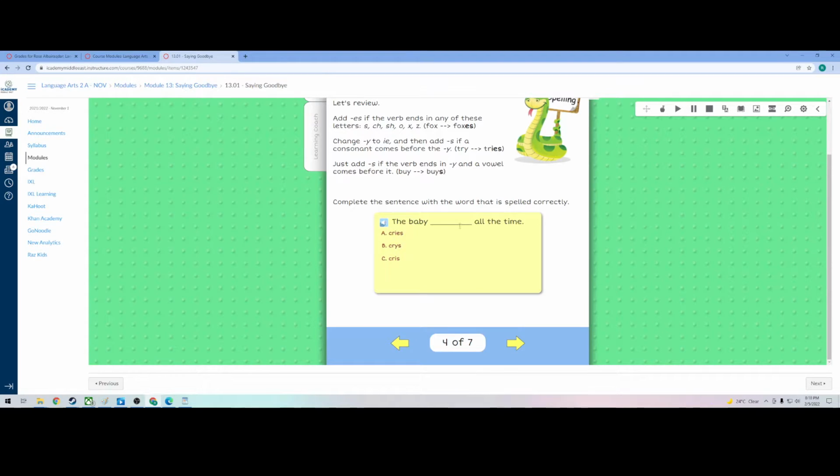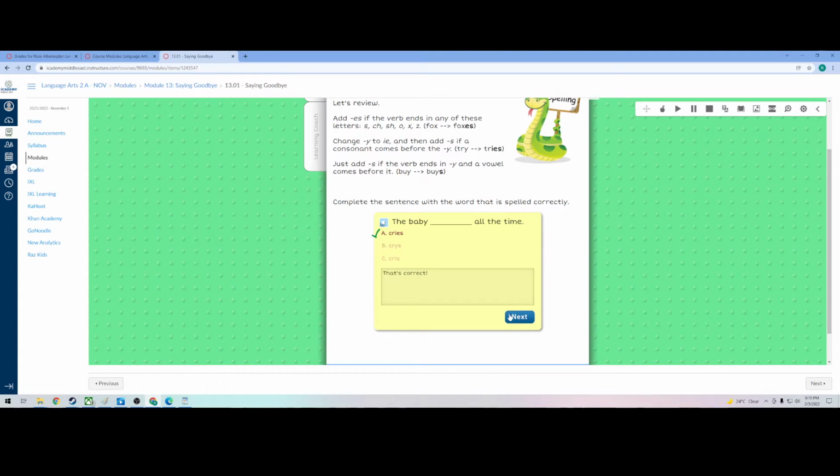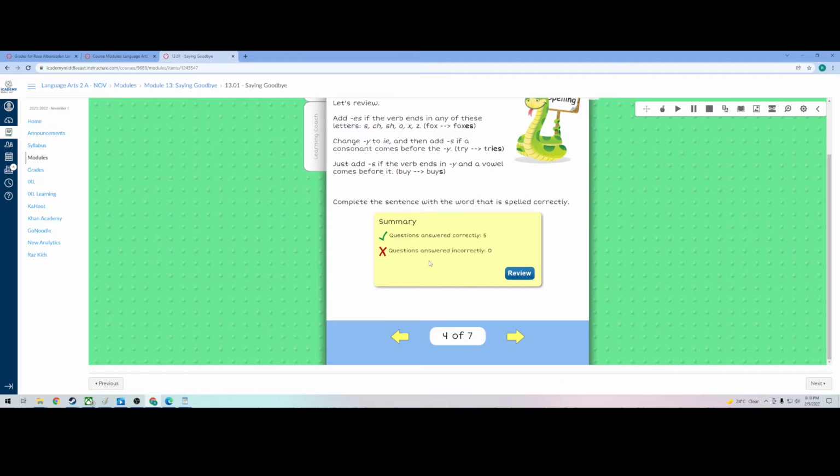The baby blank all the time. Cries. So we said if the word ends with Y and before Y there is no vowel, I have to remove the Y, add I, then ES. So cries. Nice. Next.